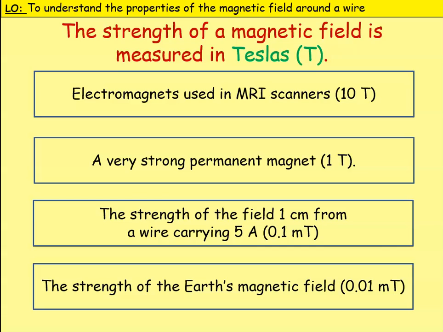10 times weaker than that is the strength of the field 1 centimetre from a wire carrying 5 amps. And the weakest of them all is the strength of the Earth's magnetic field, 0.01 milliteslas. That's really, really weak. But again, it has enough of an influence to push those compasses in the right direction.